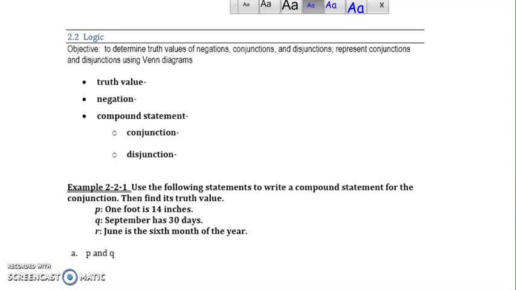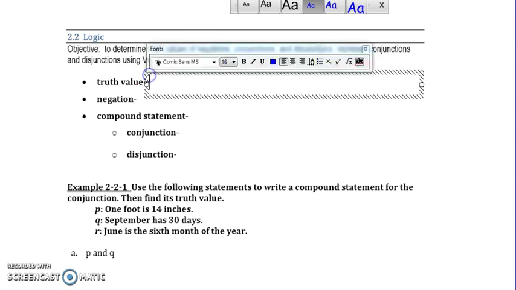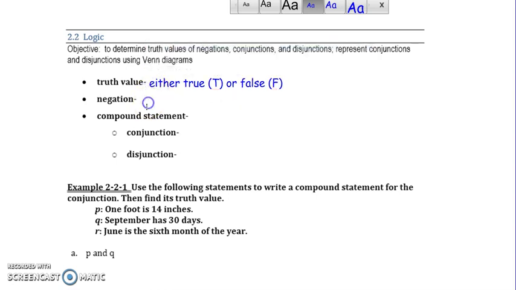So in this lesson 2.2, we're going to talk about logic and truth values and just how we can come to some different conclusions about things. So let's go ahead and talk about what a truth value is. A truth value is either true, which we use T, or false, and we use an F to represent that.